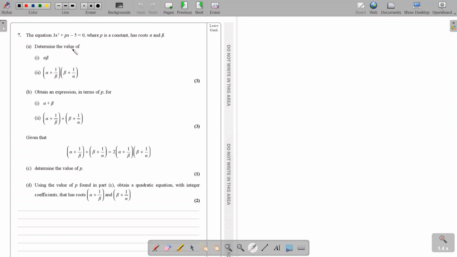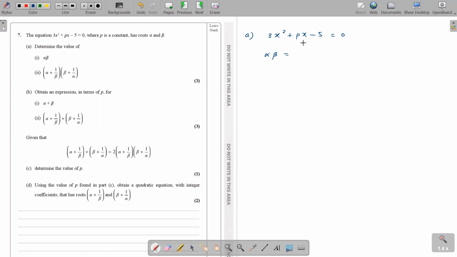Question number 7. The equation 3x square plus px minus 5 equals 0, where p is a constant, has roots alpha and beta. Determine the value of alpha beta. Okay, so how do we get the value of alpha beta? Normally, when it comes to an equation like this, we write the two equations as alpha plus beta and alpha beta. So alpha plus beta, we say it's minus b over a. Alpha beta is c over a.